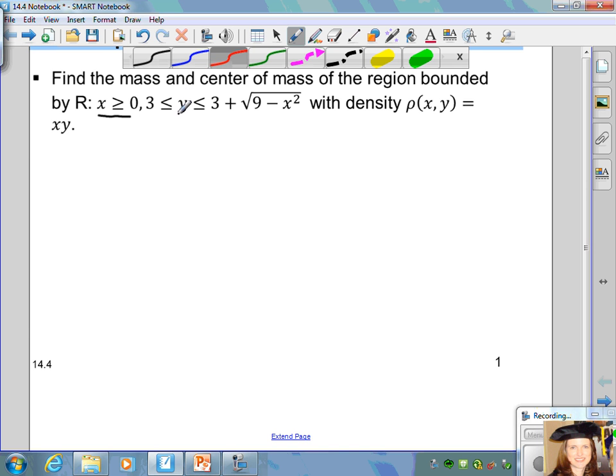Right here, 3 is less than or equal to y. That means the bottom of the region is y equals 3. And y is less than or equal to 3 plus this quantity. That means the top of the shaded region is y equals 3 plus the square root of 9 minus x squared. Now let's take a look at the graph of this.